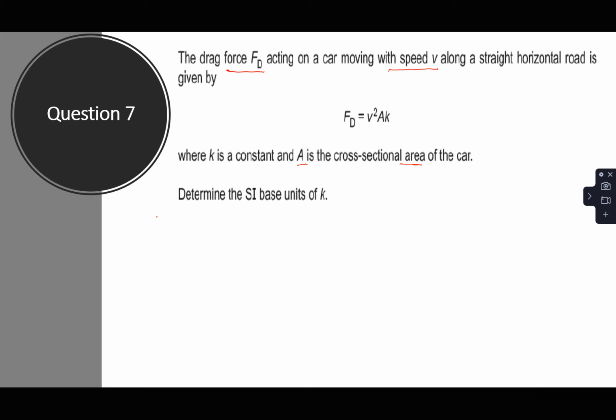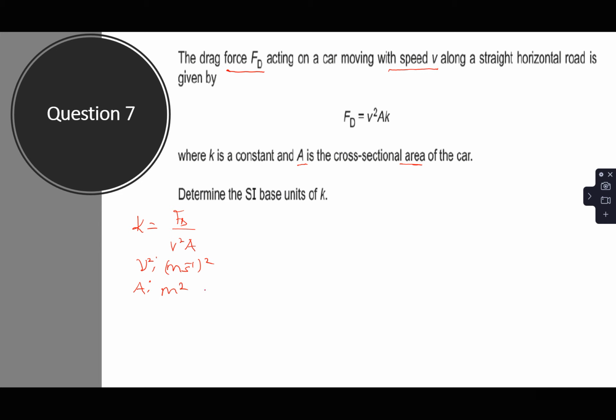So to begin with, I'll make K the subject because it's the quantity whose base units I need. So I will say K is equal to the drag force Fd divided by V squared times A. I hope I have made K the subject. So to begin, I will begin with the simple quantities. V squared, V is speed. The base units will be meters per second, but this is squared because V is squared. Then A is cross-sectional area. The base units of area are meters squared.